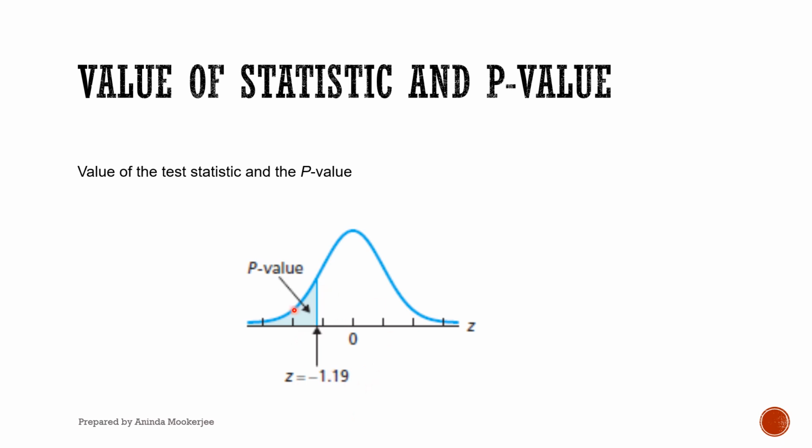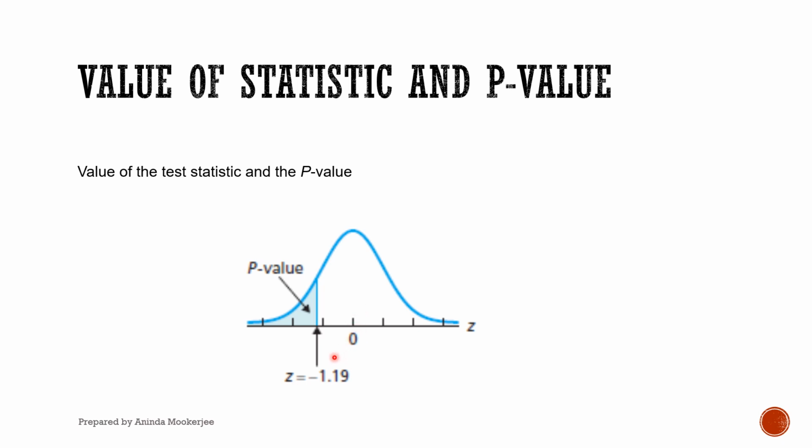So let's say we came up with a test statistic value of negative 1.19, and test statistic is always a z-value or a t-value. It's not the actual sample mean value, it will be the corresponding z-value of the sample mean and the standard deviation based on the sample mean and standard deviation that came from your sample study. So we locate that particular test statistic value on the normal curve with respect to the null hypothesis mean, which will be located at the center.